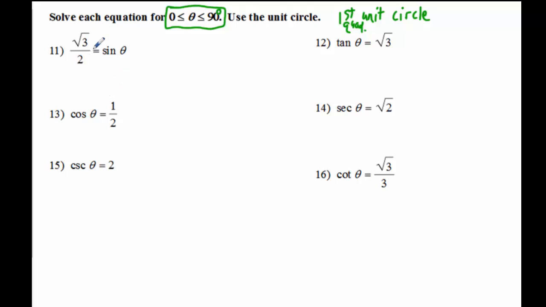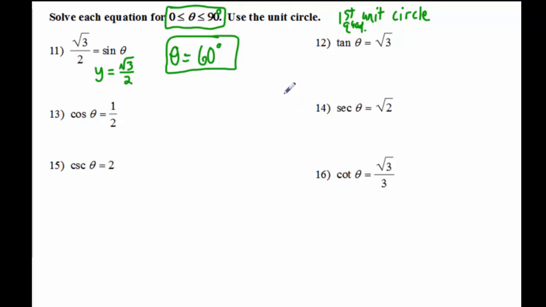So if I want to know where sine is square root of 3 over 2, I want to know where the y value is square root of 3 over 2, in the first quadrant on my unit circle. So I look at my unit circle and I say, oh, that happens at 60 degrees. So that's my answer. And a bunch of these answers end up being 60 degrees. So if you had that happen and freaked out about it, you don't need to.